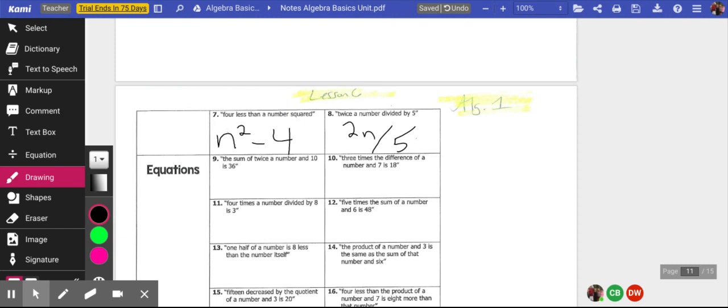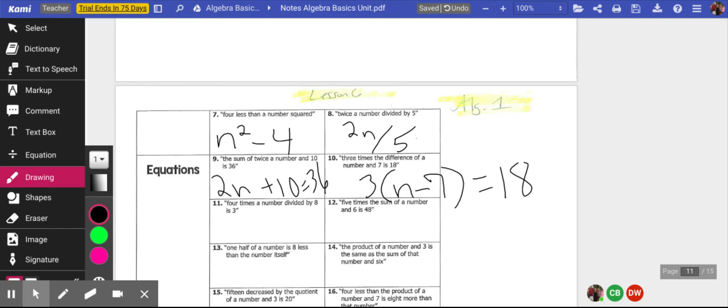Okay, now the next ones are really just equations. So the sum of twice the number and 10 is 36. We're not going to solve them right now. It just adds in an equation. Okay, here would be an example. We got 3 times the difference of. So that's where we need those parentheses. So we have 3 times, and then it's going to be the whole thing. The difference of a number and 7 is 18.